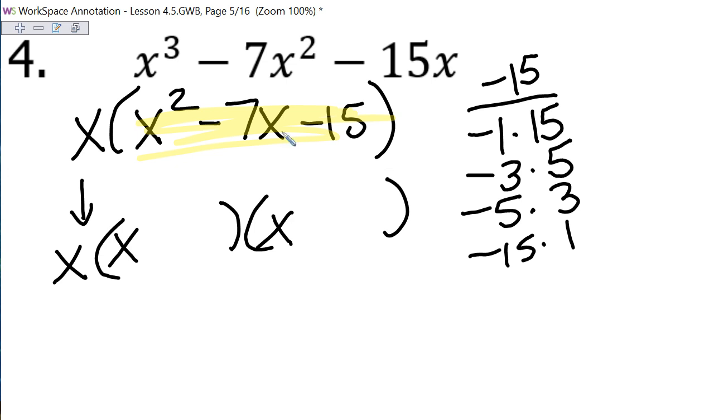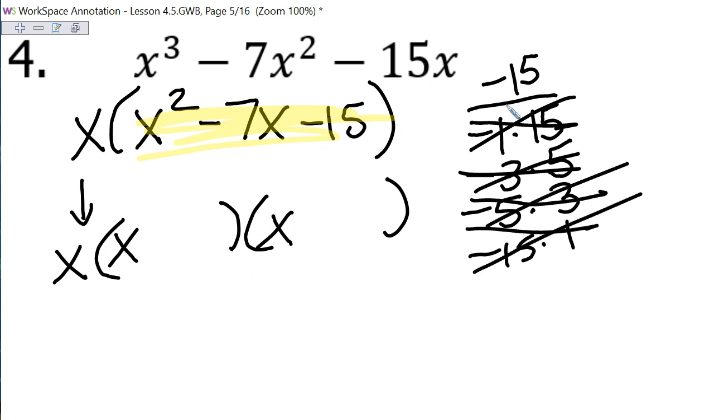None of them. Negative 1 and 15 add up to 14. These add up to 2. Those add up to negative 2. Those add up to negative 14. So we can't do this last step, so the only thing we were able to do was the GCF.